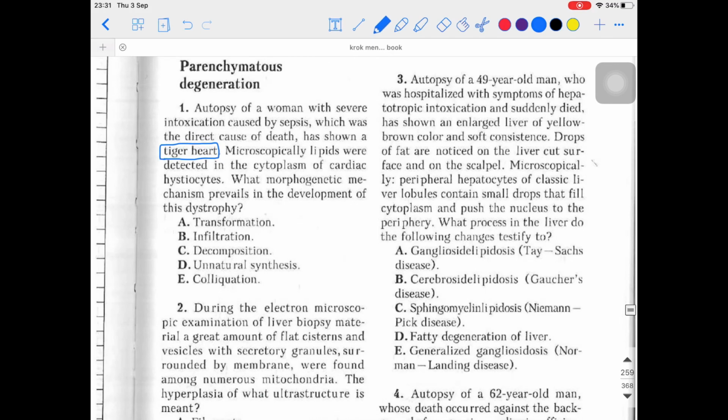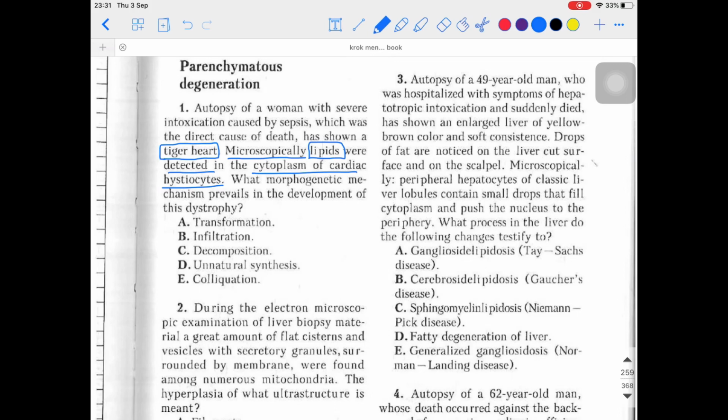As I said, this is the fatty degeneration of myocardium, which means fat globules are invading the myocardium, right? So lipids are present in the myocardium, which is obviously not good for the heart, right? So microscopically what they show: lipids were there. As I said, lipids or fat globules may be found in the myocardium layer. So lipids were detected in the cytoplasm of the cardiac histiocytes, right?